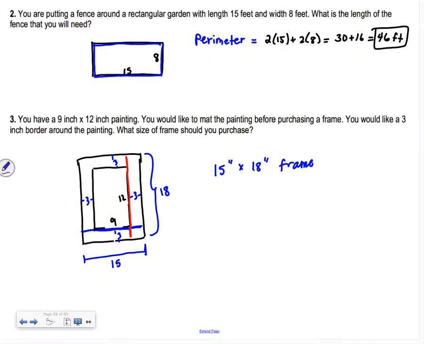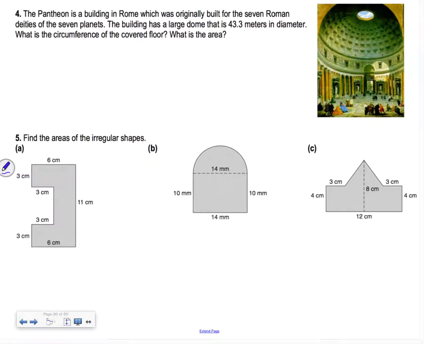Okay, so we have this type of question in math a lot of times. So sometimes we'll say, what is the area of the final frame? Or what are the dimensions that need to be for the mat, if you need to purchase a frame that's this size? So there's lots of ways that we can change this around.